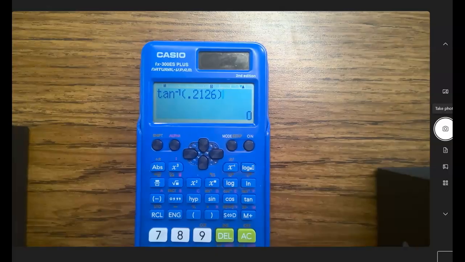So you do shift, tangent, and then put in the ratio. And if I hit equal, I get 12.00238123. But they said round to the nearest degree. So what is the answer I'm going to put on my page?